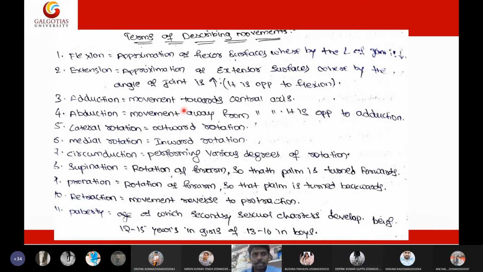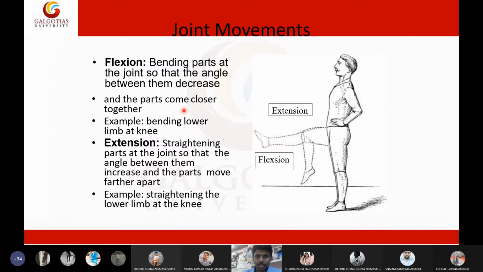So the first one is flexion. Flexion means decreasing the angle between the organs, the moving part. So I will show you here. See here. When we are folding our leg like this, the angle was decreased here. Let me take the highlighter. Here the angle was decreased. So if we decrease the angle when we are moving any limb, that decreased angle is called flexion.